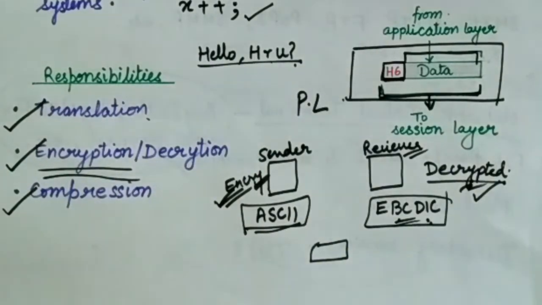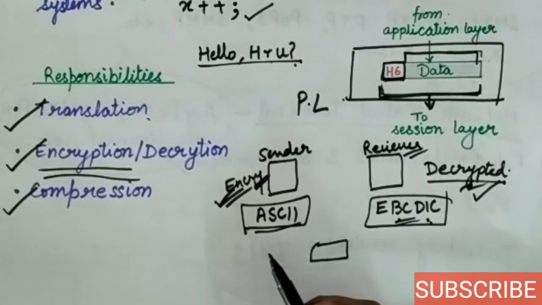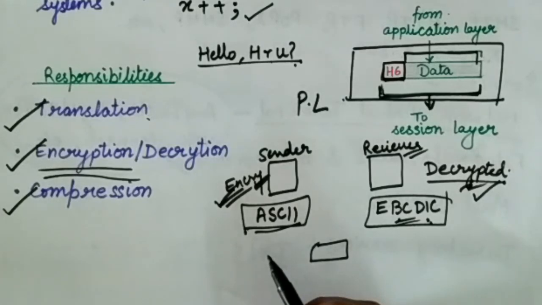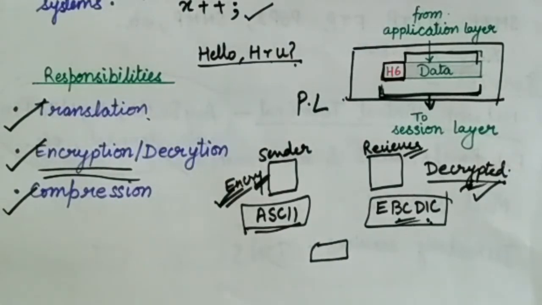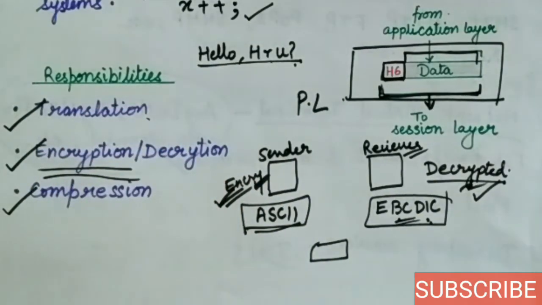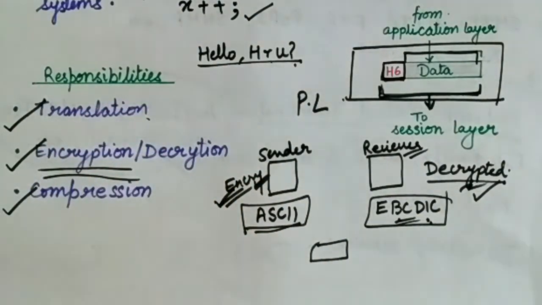Now the last responsibility is compression. Data compression means reducing the number of bits in information. Why is this done? It is done to save storage capacity, speed up file transfer, and decrease cost for storage hardware, etc. There are various compression techniques to compress the data. So these are the major 3 responsibilities of the presentation layer.